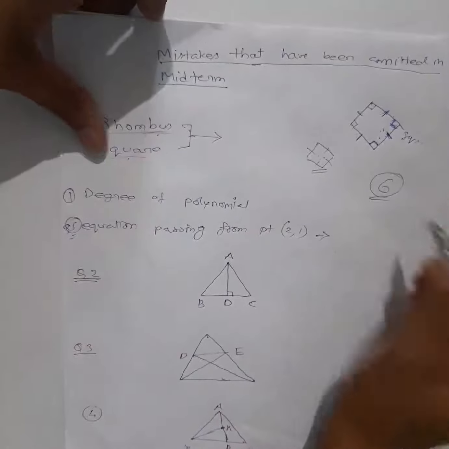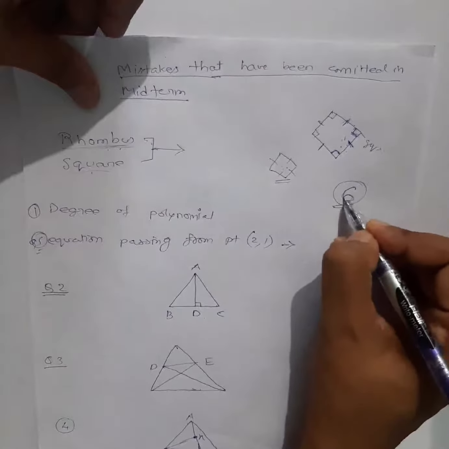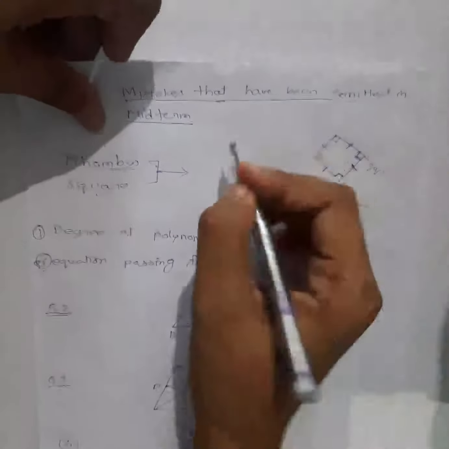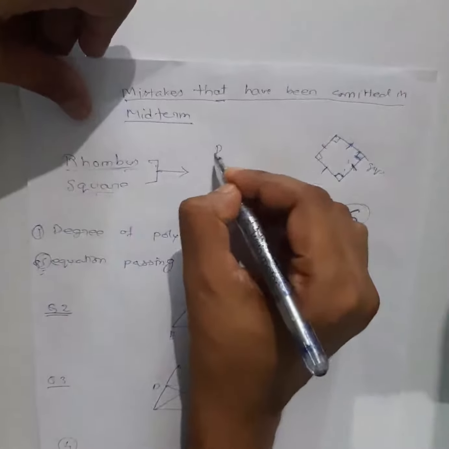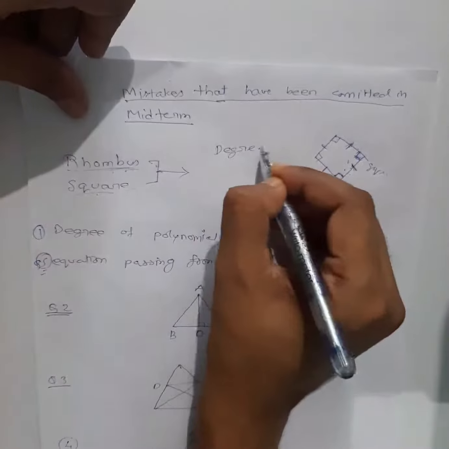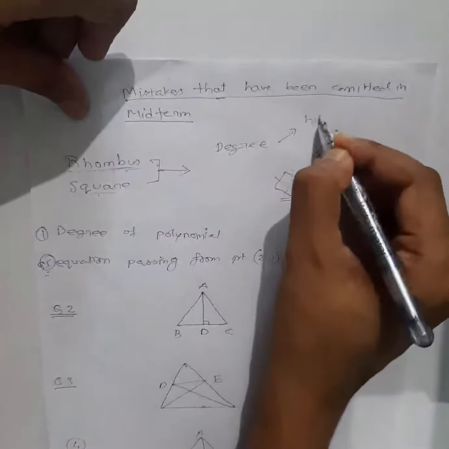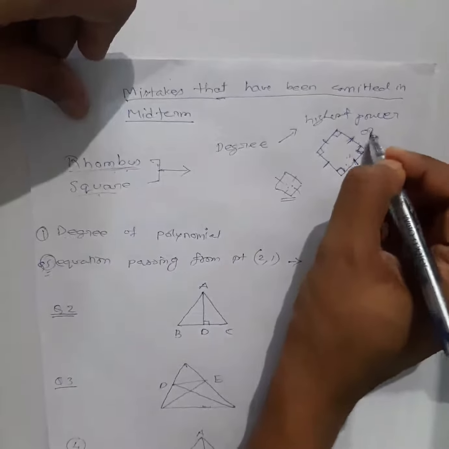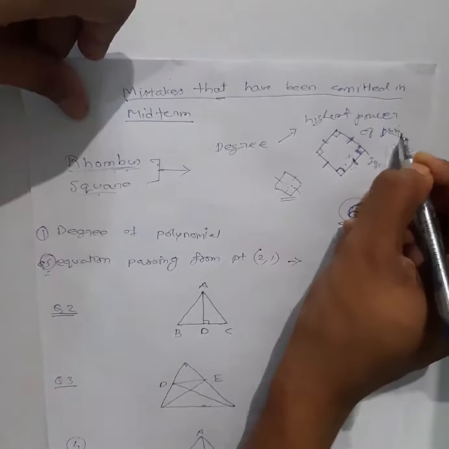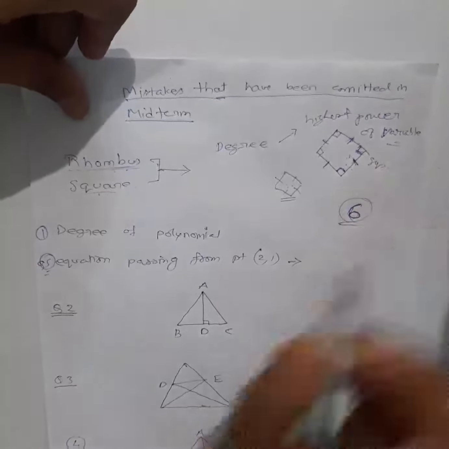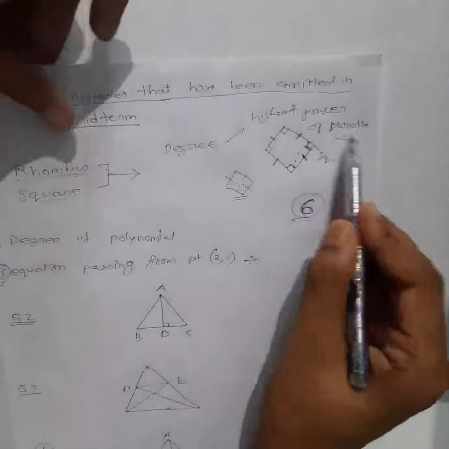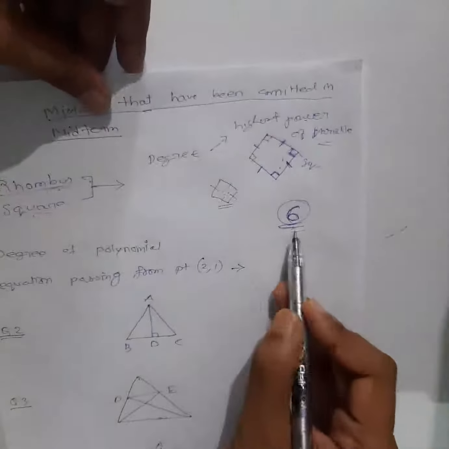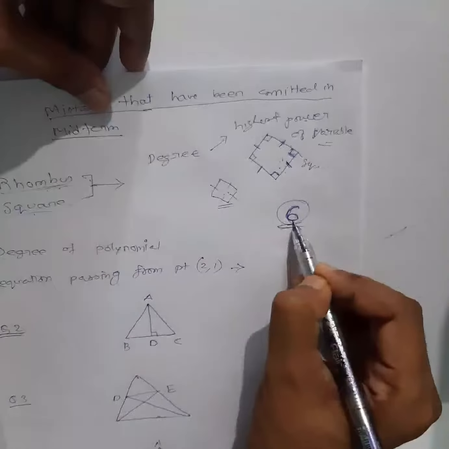Now next, question number 1, degree of polynomial. This one I have asked, right? This is a constant polynomial, first thing. Now for the degree of a polynomial, what was degree? Degree means the highest power of the variable in the polynomial, right? Highest power of variable. Now in this polynomial, can you see any variable? Obviously no, right? This is a constant polynomial.